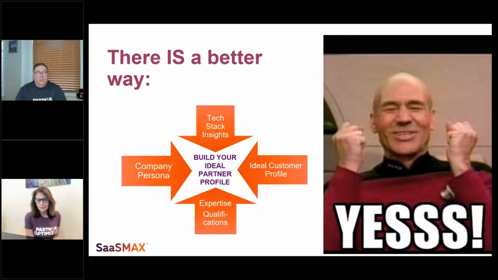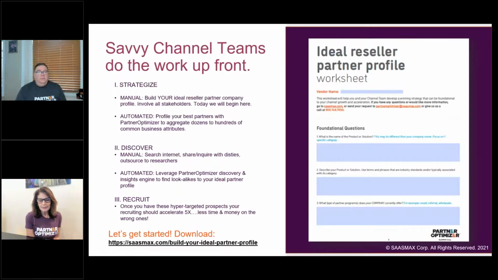When we go to the next slide, we can talk about this in a little more depth. While we're talking about this, if you haven't already opened up your worksheet to build your ideal partner profile, we encourage you to do so. The link is visible there, but it's also in the chat box for those of you who arrived a little bit late. Please go ahead and download that. It's requested from a form, and then it'll open up for you.